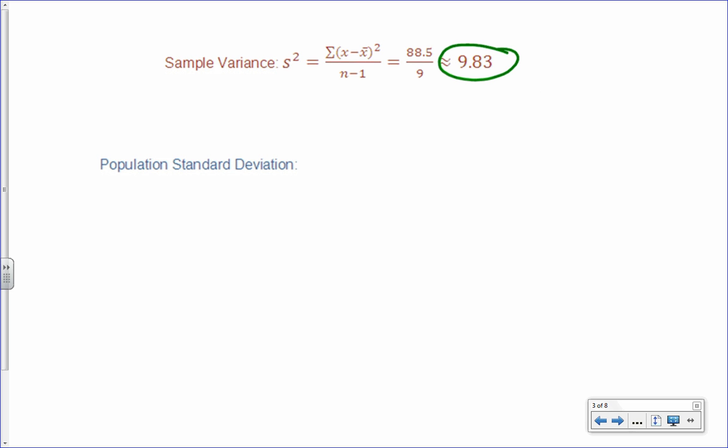Is that number larger than the other day or smaller? It's larger because we divided by less, right? We divided by 9 instead of 10, so it makes sense, okay? Because it was 8.85 the other day, right? So with that in mind, is our standard deviation going to be larger?